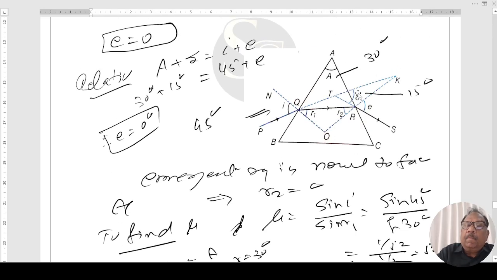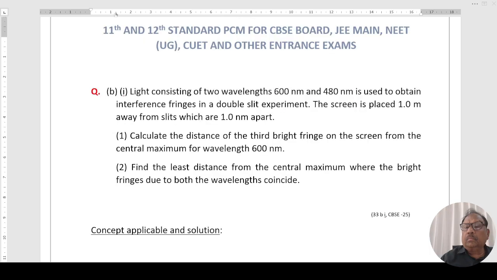This is the basic diagram. This is the incident ray, then refraction, then again this is incident on this face. If E is 0, then R2 will also be 0. These are the relations applicable in this case. Now, next question.